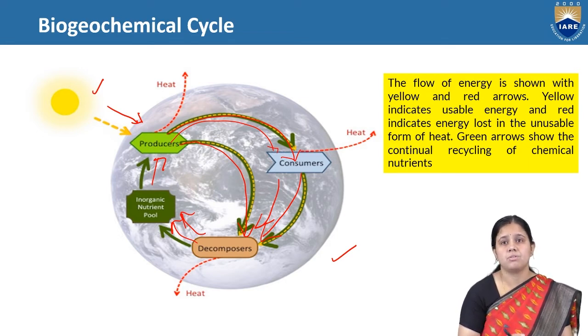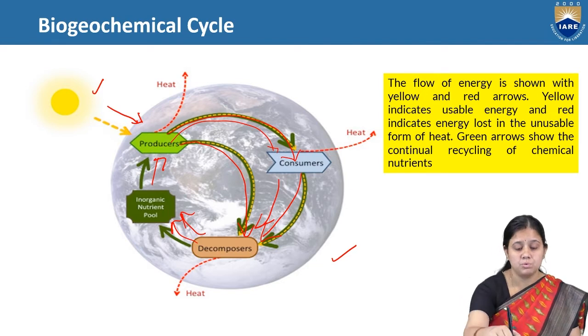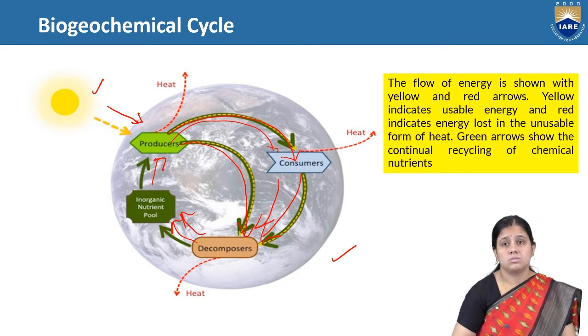Energy will pass from one trophic level to another trophic level, and like this the nutrient recycling process will also follow from producer to consumer to decomposer, and they will again come back into the producer. This is an inorganic nutrient pool of the earth.